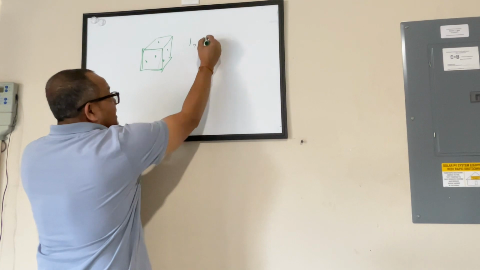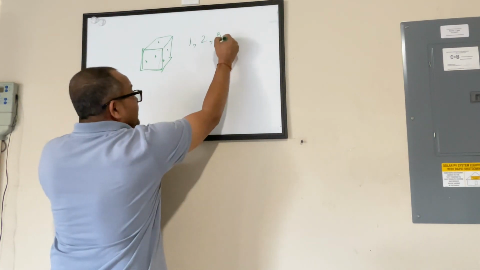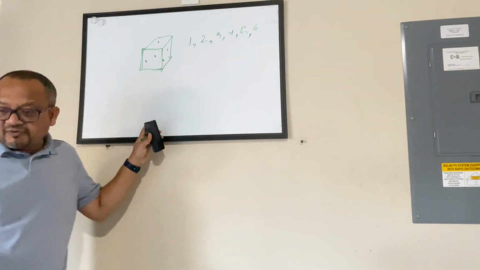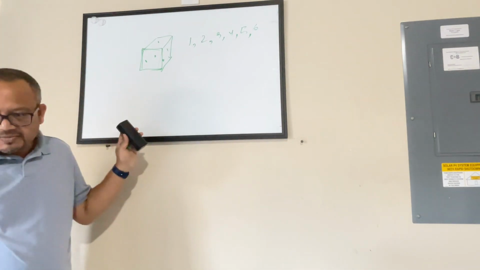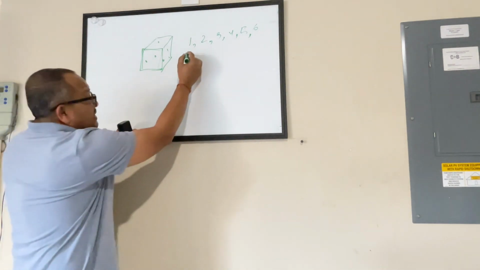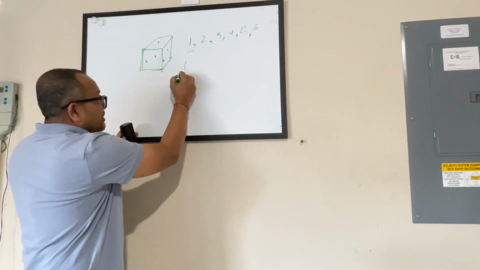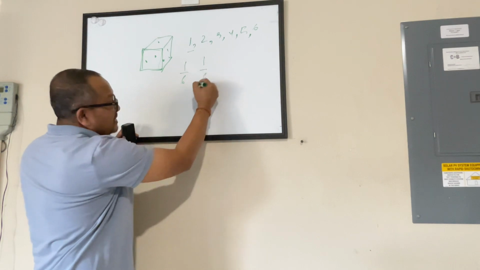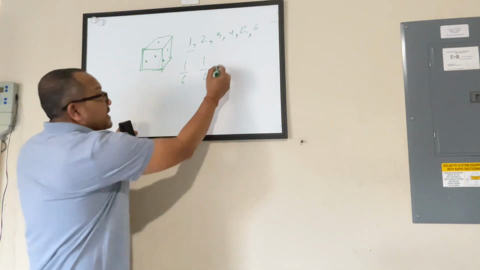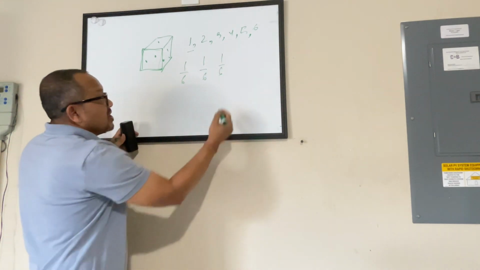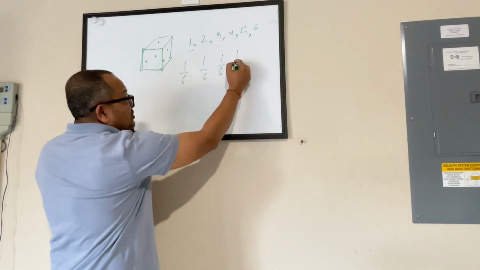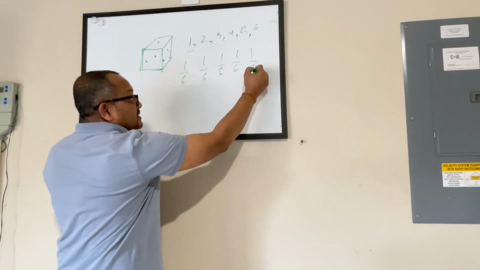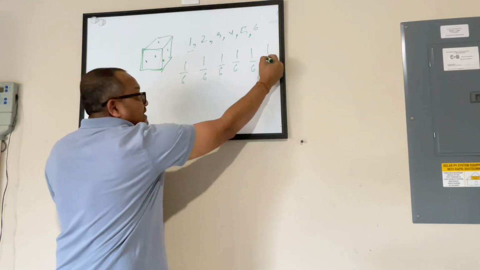Now let's look at this. When I'm throwing a dice, I can get 1, 2, 3, 4, 5, and 6. I can get one of these. What is the probability of getting 1? It is 1 by 6. What is the probability of getting 2? That is also 1 by 6. Getting 3? Also 1 by 6. Getting 4? Also 1 by 6. Getting 5? Also 1 by 6. Getting 6? That is also 1 by 6.